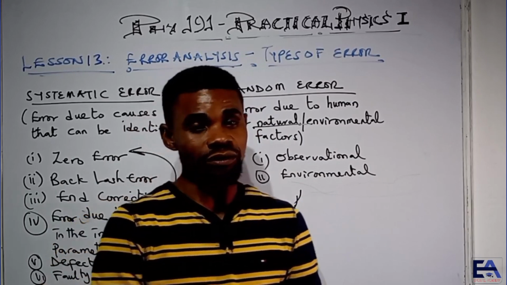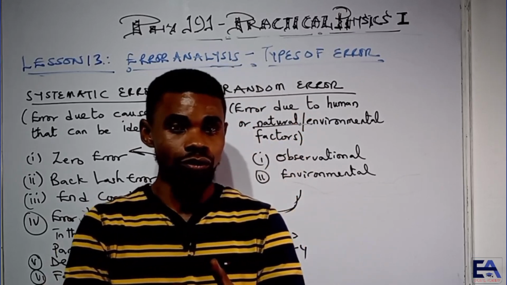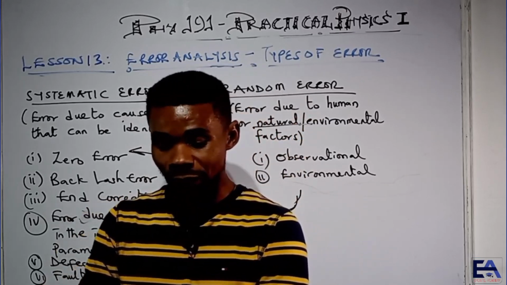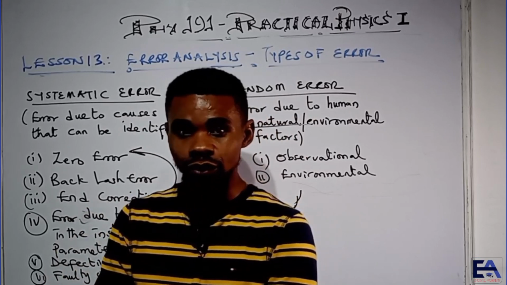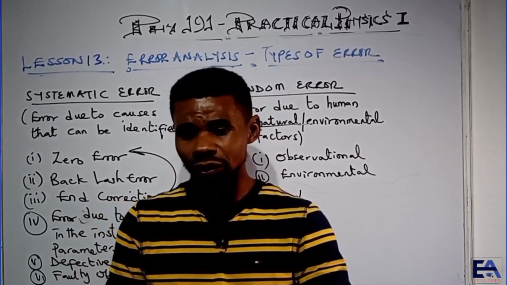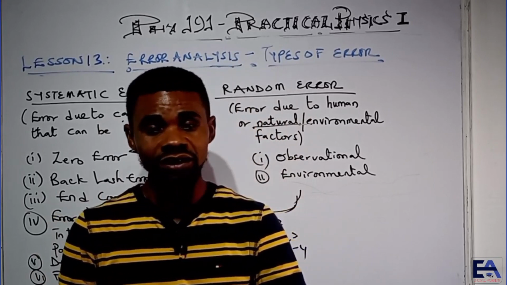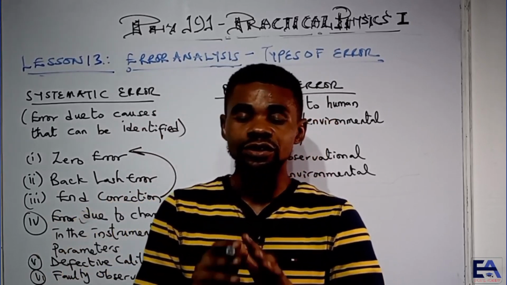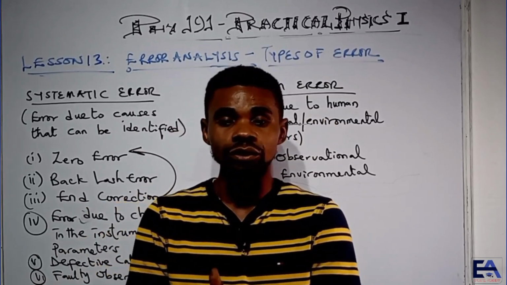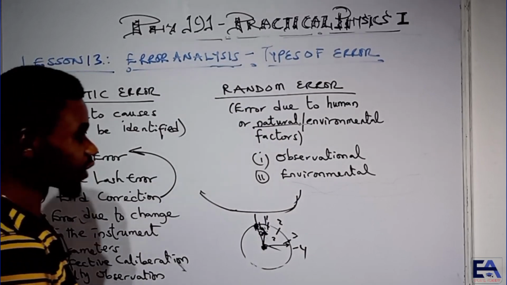Sometimes it is not about buying a product. Some instruments too, you have to set them to some particular values before you begin to use them. So things happen like that too. But the moment there is a faulty calibration, you didn't calibrate the instrument properly and you begin to use it just like that, then it's going to produce a wrong reading. So that's that. Then the next one is faulty observation.